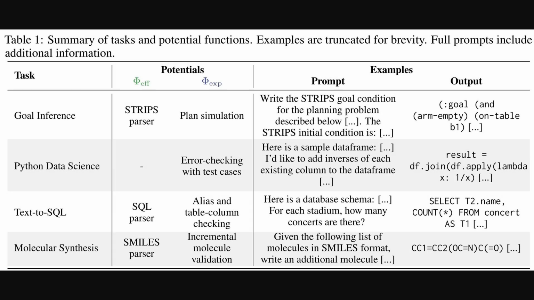Alright, building on how the SMC works, Table 1 here summarizes the specific tasks and those potential functions they used. Across domains like goal inference, Python, text-to-SQL, and molecules, it shows the efficient checks, like parsers, and the expensive ones, such as plan simulation or error checking. It even gives little examples of the prompts and outputs, grounding the experimental setup we saw visualized earlier.